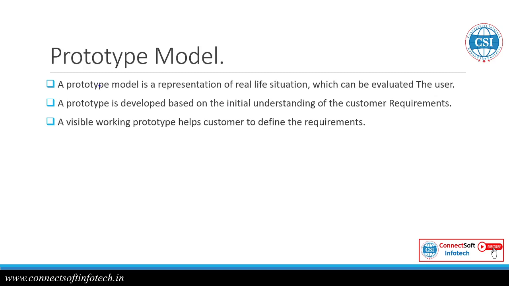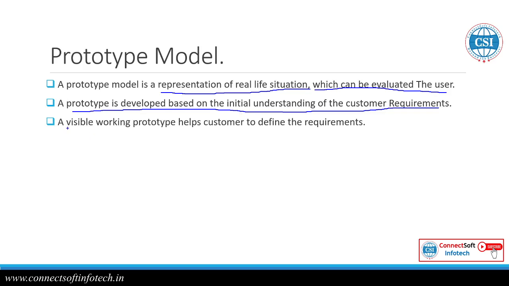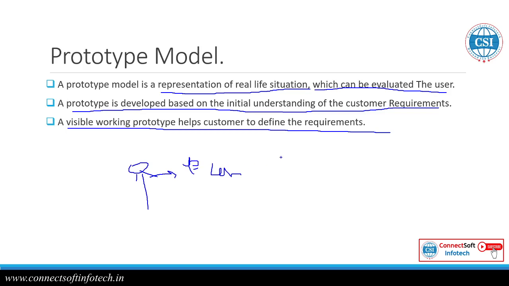So this is what happens in the prototype model. First of all they make one prototype. The prototype model is a representation of a real-life situation which can be evaluated by the user. The prototype is developed based on the initial understanding of the customer requirement. A visible working prototype helps the customer to define the requirement. The customer doesn't know the exact requirement, but knows the domain and their business, the e-commerce domain. So he asks, and the service-based company directly develops a prototype for them.